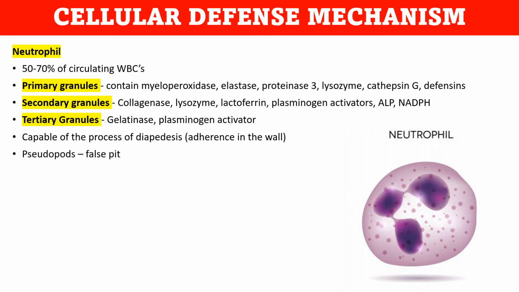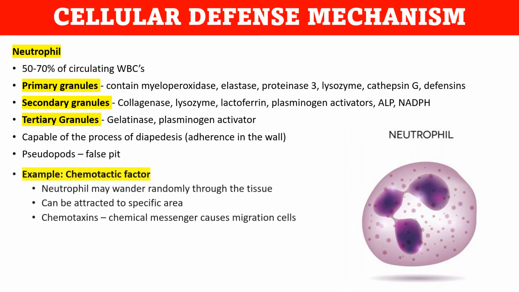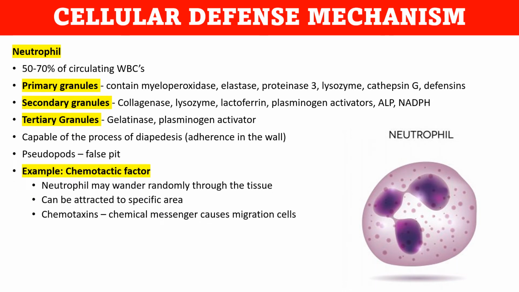Pseudopods are present in neutrophils. Example: chemotactic factor. Neutrophils may wander randomly through the tissue, or can be attracted to a specific area. Chemotaxin is the chemical messenger that causes cell migration.